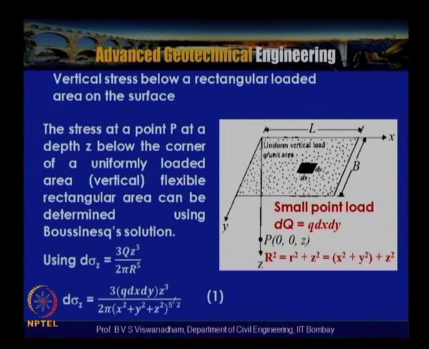So after having looked into the circular area and the embankment loadings, let us also look into the vertical stresses below a rectangular loaded area. In this figure, it can be seen that this is the x axis and this is the y axis, and this is the uniform vertical load q per unit area, and we have a rectangular loaded area, L is the length along the x axis and B is the breadth along the y axis, and this is the depth.